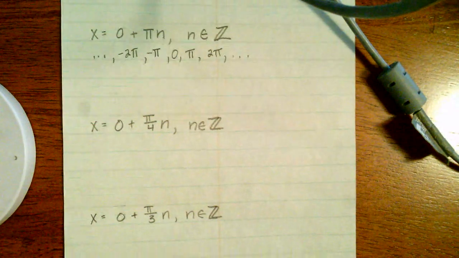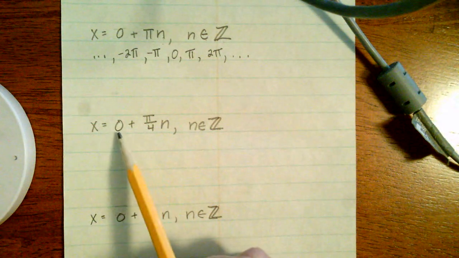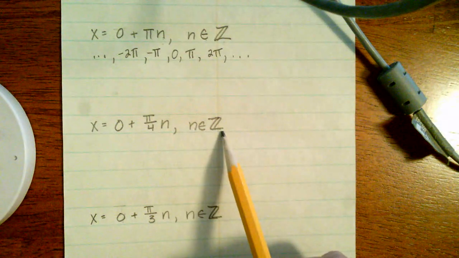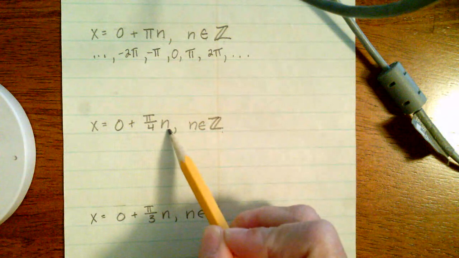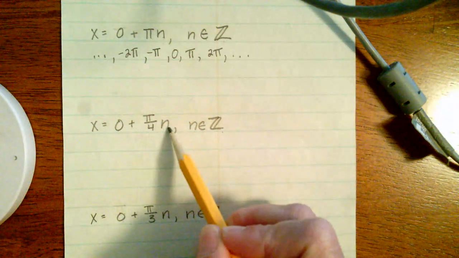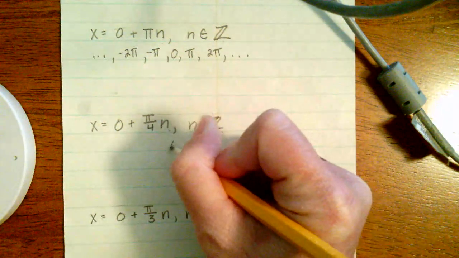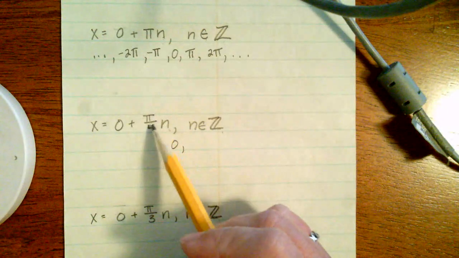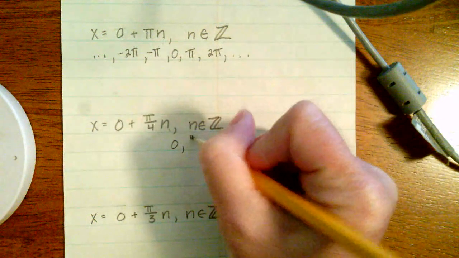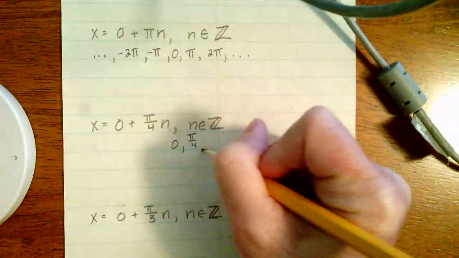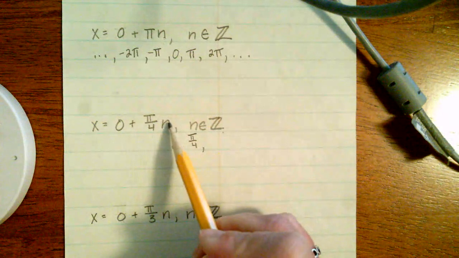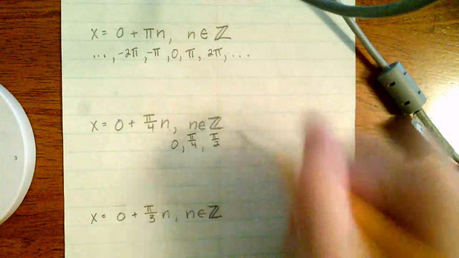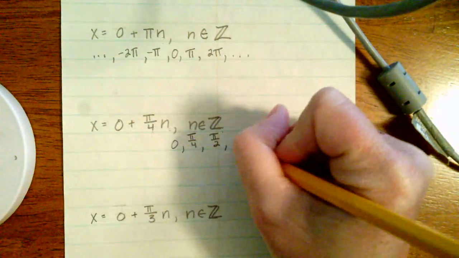Similarly, this time we are going to have 0 plus pi fourths n. Again, n is an integer. Like I said, I always start with 0. Pi over 4 times 0 would be 0, plus 0 is 0. If n is 1, this will be pi over 4 times 1, which is pi over 4. 2 pi over 4 would be pi over 2. This is just arithmetic, and the list would go on like that.